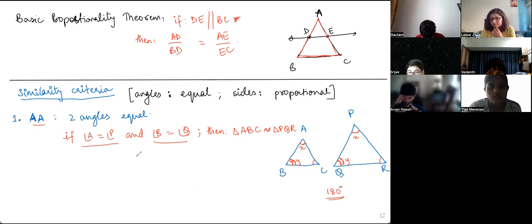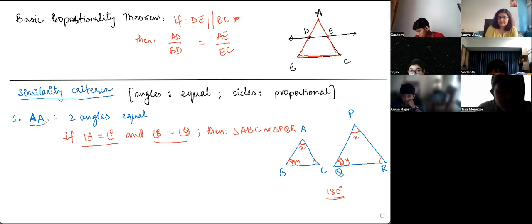Samajh mein aaya? So, pick any two angles, as long as two of the angles are equal, the third will automatically be equal. So you don't have to show it. So that's why it's AA similarity. Prove two angles equal, then by AA similarity, the triangles will be similar. And then you have SSS.